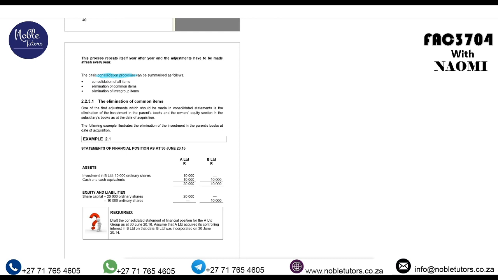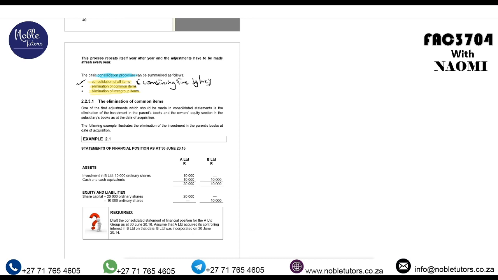Okay, so the first step is the consolidation of all items line by line. Then the second step of the procedure is elimination of common items. And the last step of the procedure is elimination of intragroup transactions or other intragroup items. So consolidation of items, where we combine line by line. This is the easiest one, we were just adding. So this is already out of the way. Then elimination of common items. So we're going to talk about elimination of common items and come back to elimination of intragroup transactions.